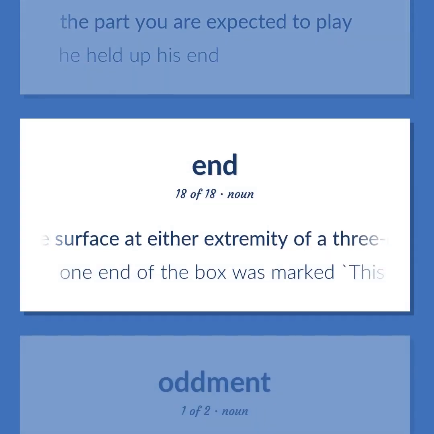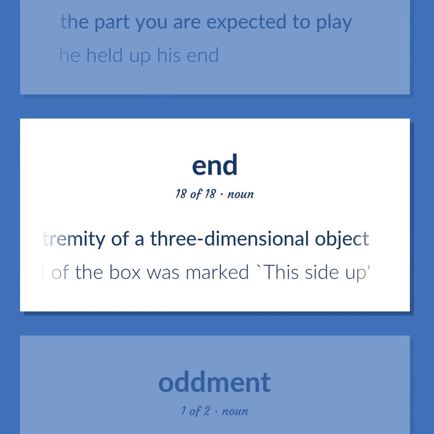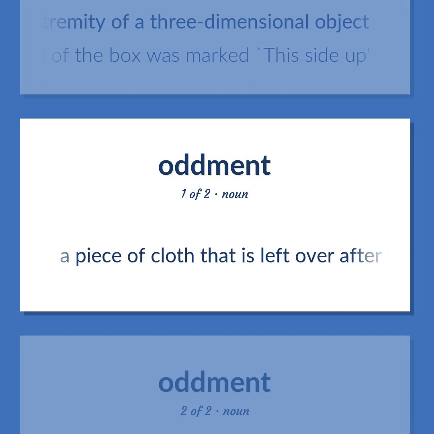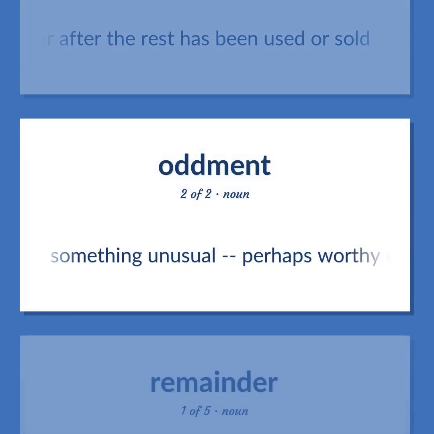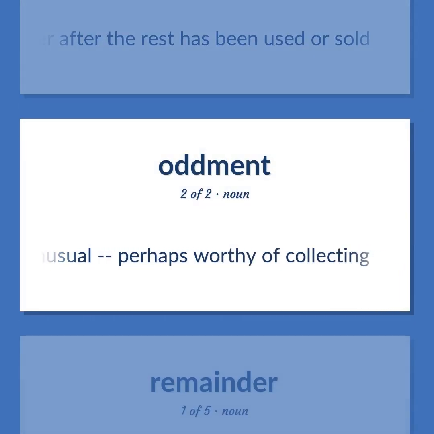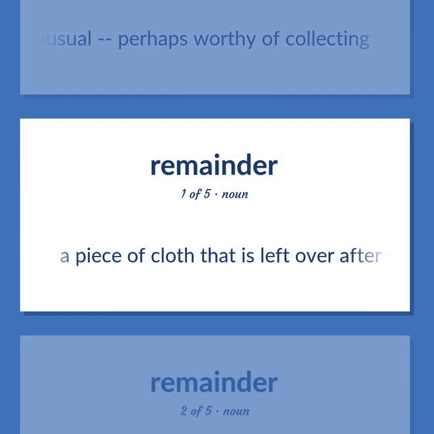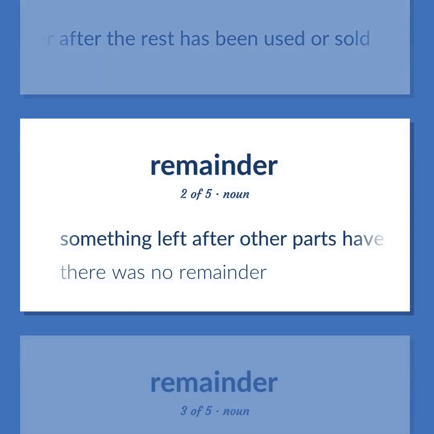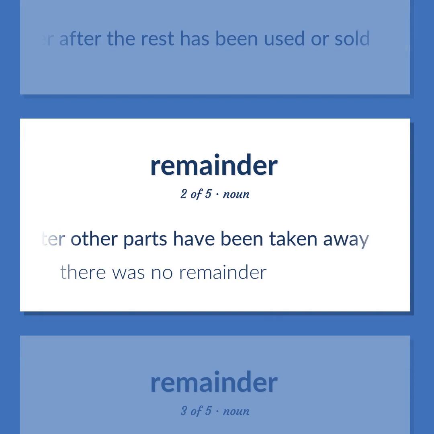The surface at either extremity of a three-dimensional object. One end of the box was marked, this side up. A piece of cloth that is left over after the rest has been used or sold. Something unusual, perhaps worthy of collecting. A piece of cloth that is left over after the rest has been used or sold. Something left after other parts have been taken away. There was no remainder.